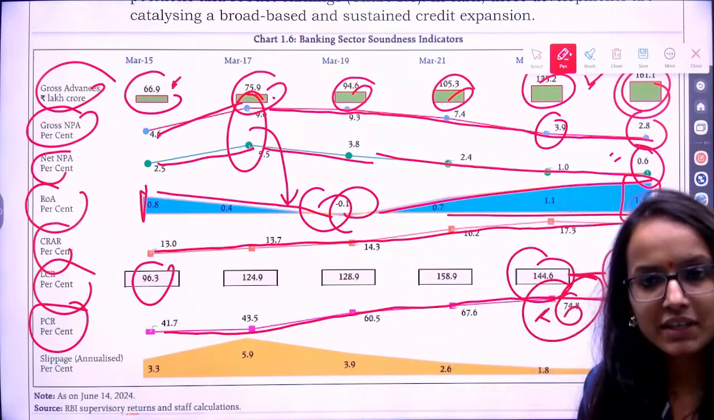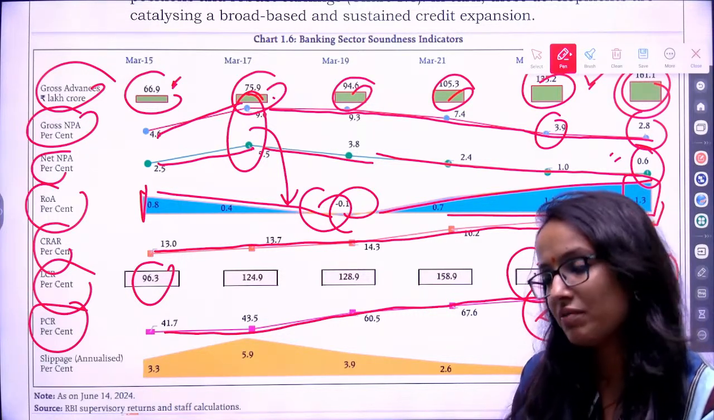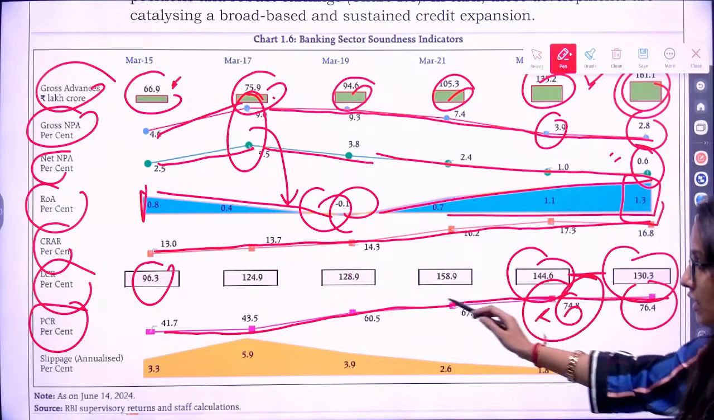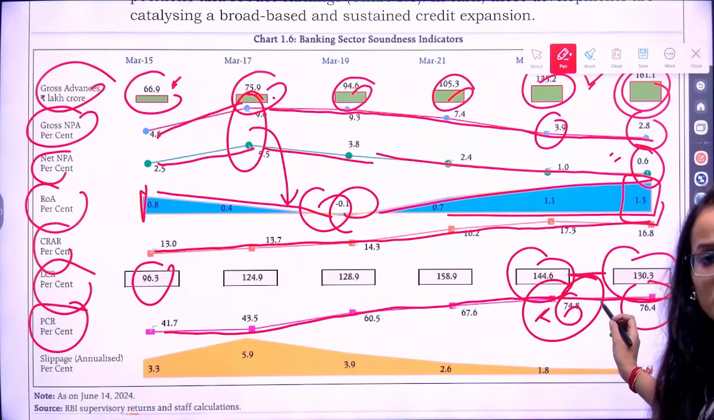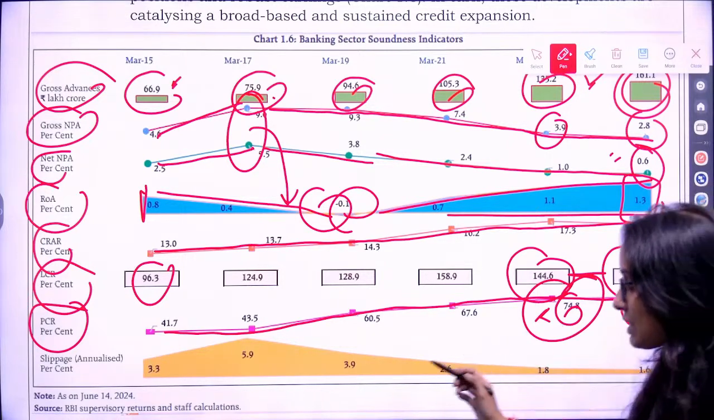Yes, I am going to cover the entire report, of course. As we have covered the RBI annual report, we will cover the financial stability report also. Alright, so this is the thing. Now PCR increasing is also good for the safety net of the banking system, yes or no? Tell me, everyone.